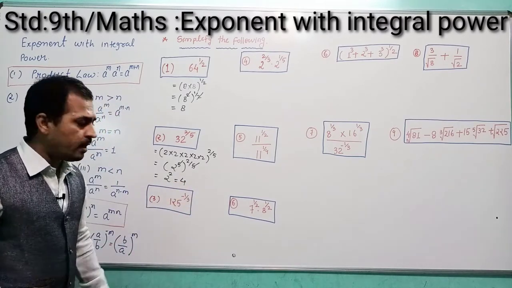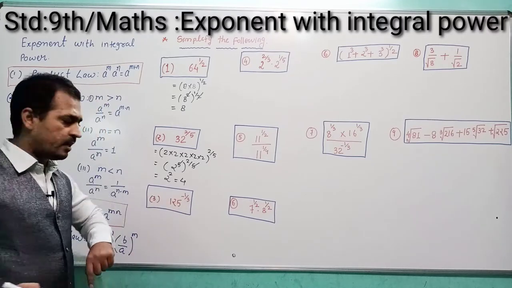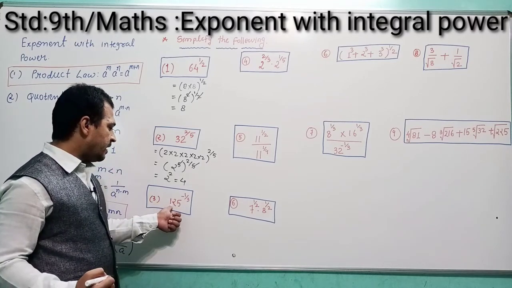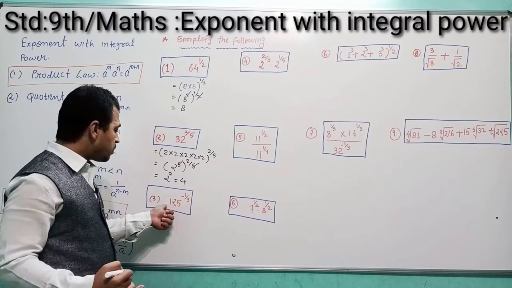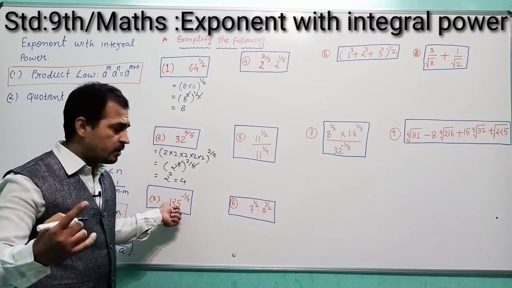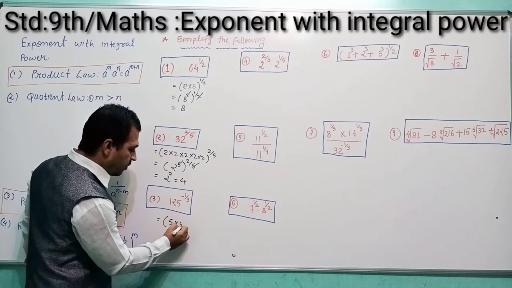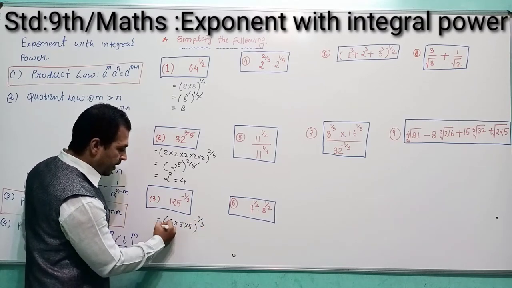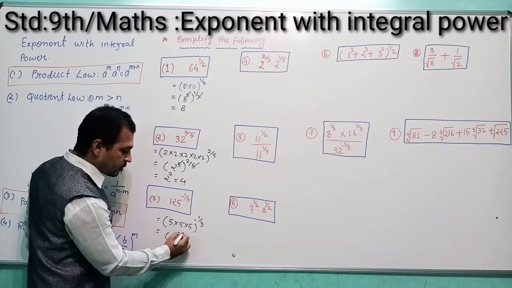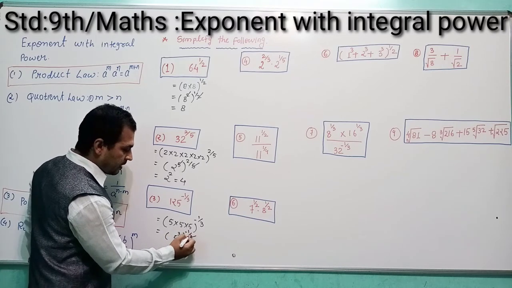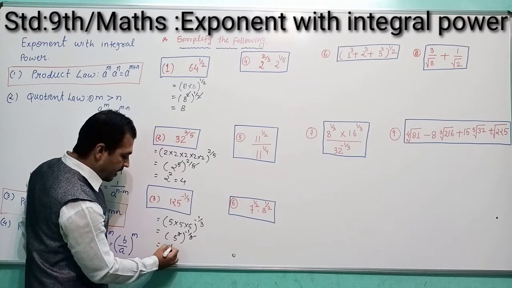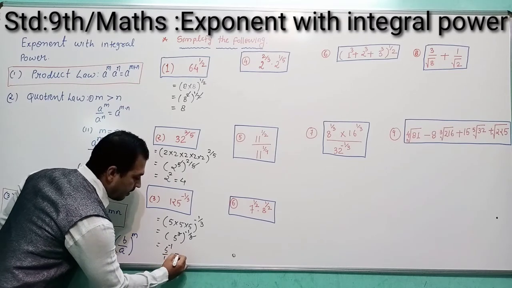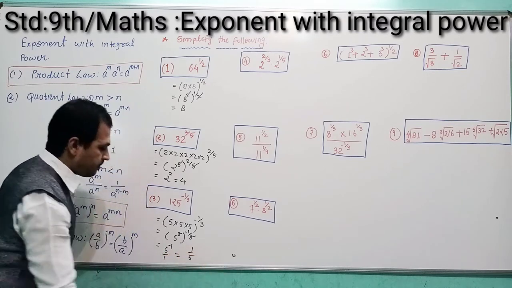Similarly, 125 whole to the power minus 1/3. Right, students? So here you can write 125 as an integer to the power 3, right? So 125 is 5 into 5 into 5. So you can write 5 into 5 into 5, whole to the power minus 1/3. Similarly, 5 into 5 into 5 means 5 to the power 3, times minus 1/3. 3 cancelled out, 5 to the power minus 1. So students, as per the reciprocal law, you can write 1 upon 5.